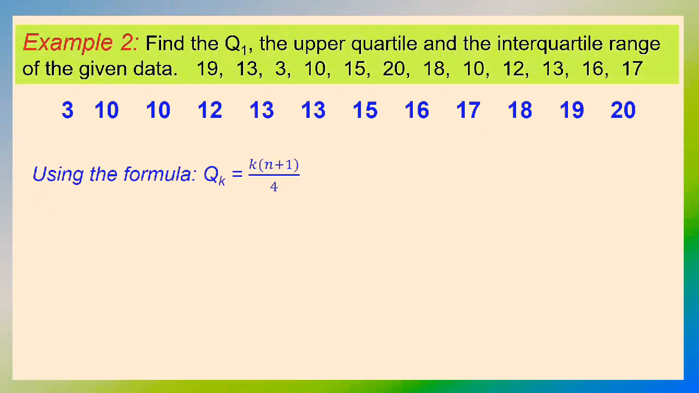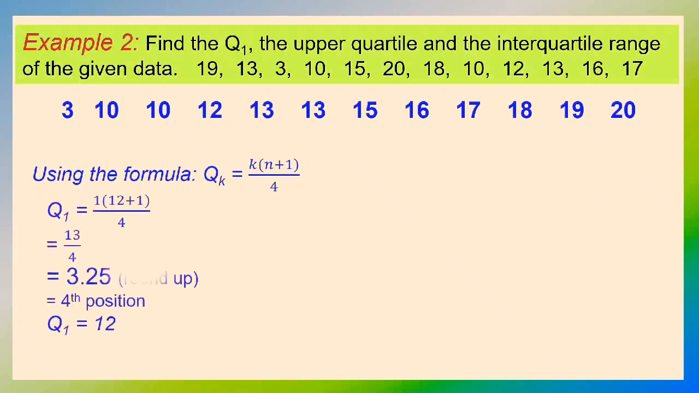So we are going to use the formula k times the quantity n plus 1 all over 4, and this formula is under the Mendenhall and Sincich method. So for quartile 1, class, just substitute the given from the problem. So k is 1, the total number of data is 12 plus 1 all over 4. By simplifying it, that results to 13 over 4, and the quotient of 13 divided by 4 is 3.25.